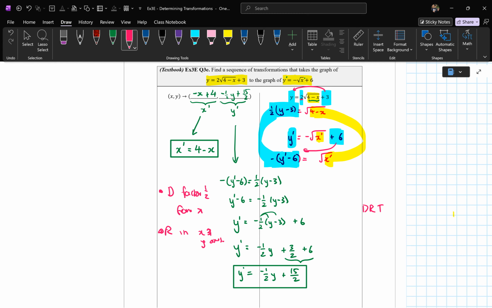Okay, so I've ticked off the negatives, and now it's just translation. So translate 4 to the right. And was it 7.5 up? Yeah, 7.5 up. And there's your Dr. T sequence.